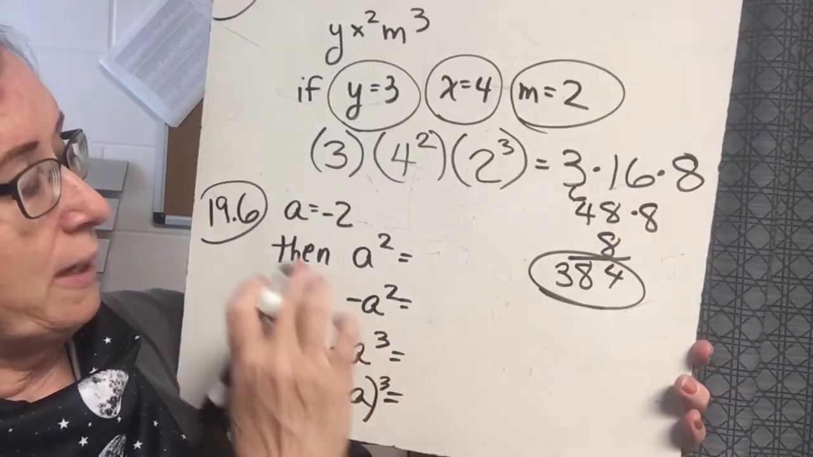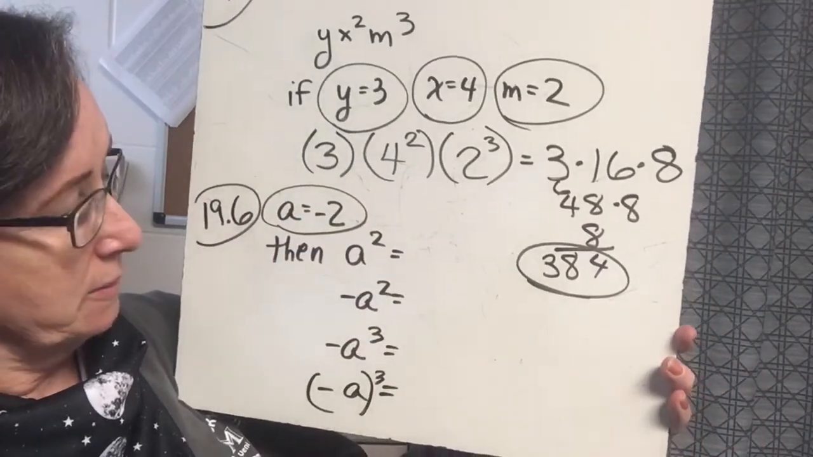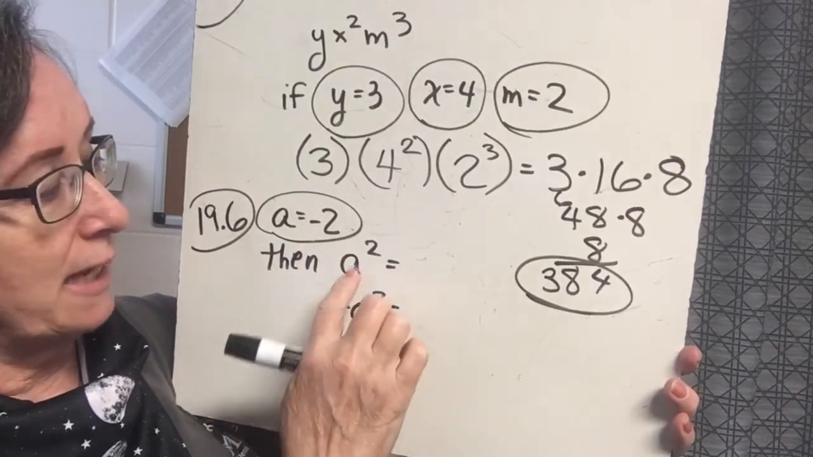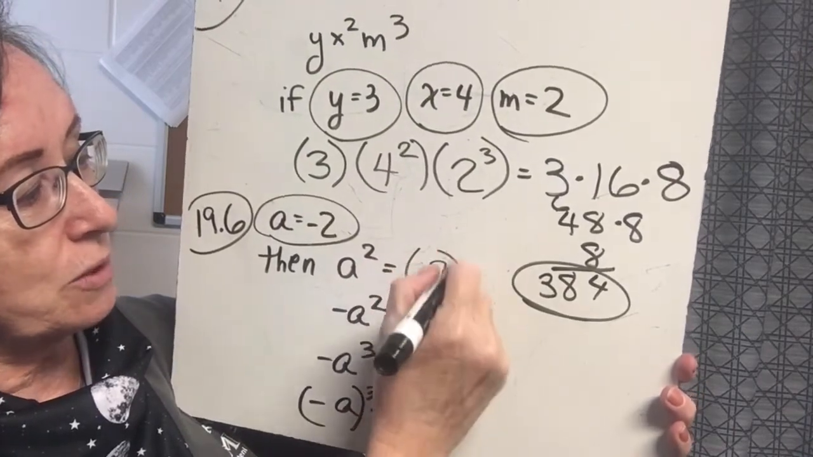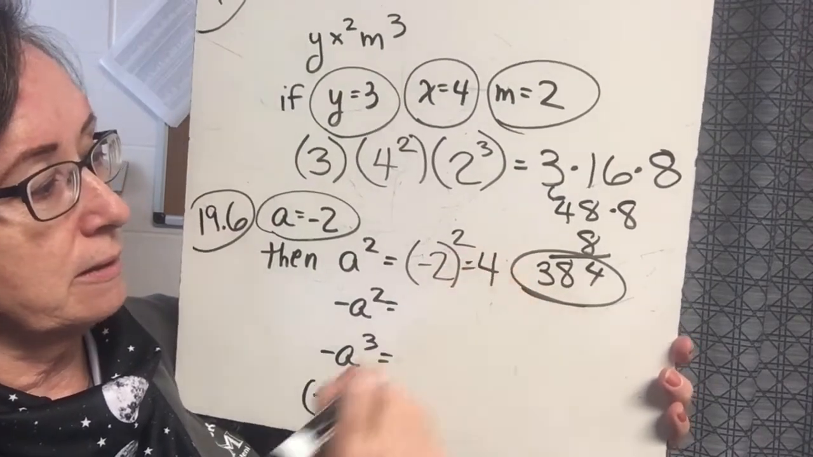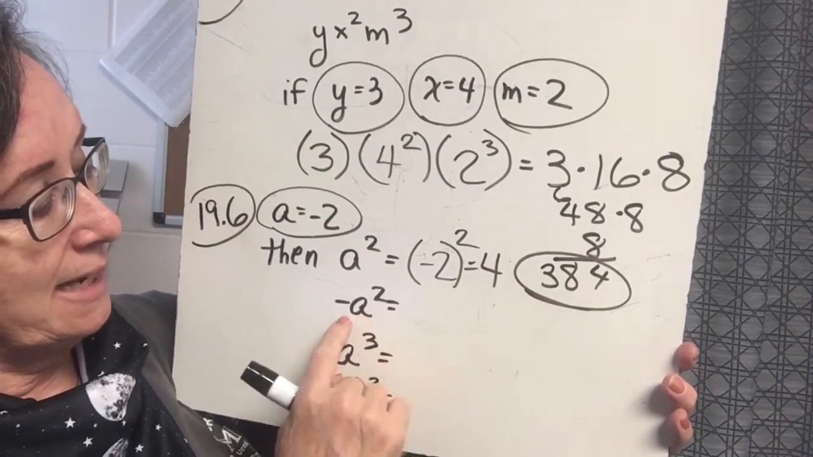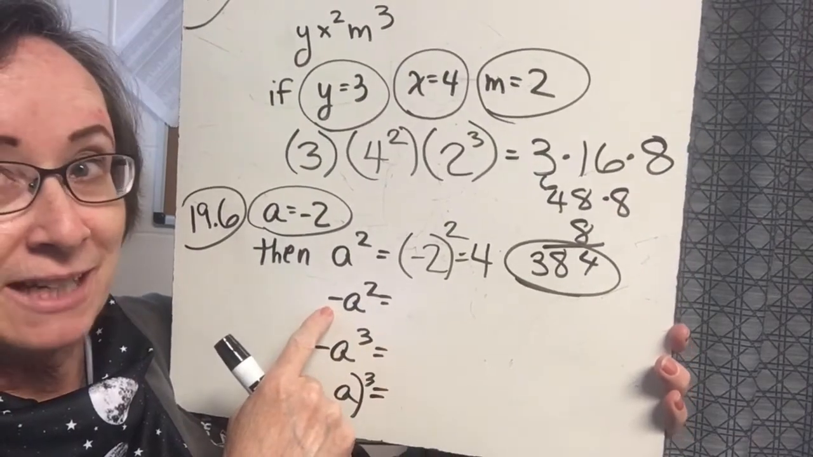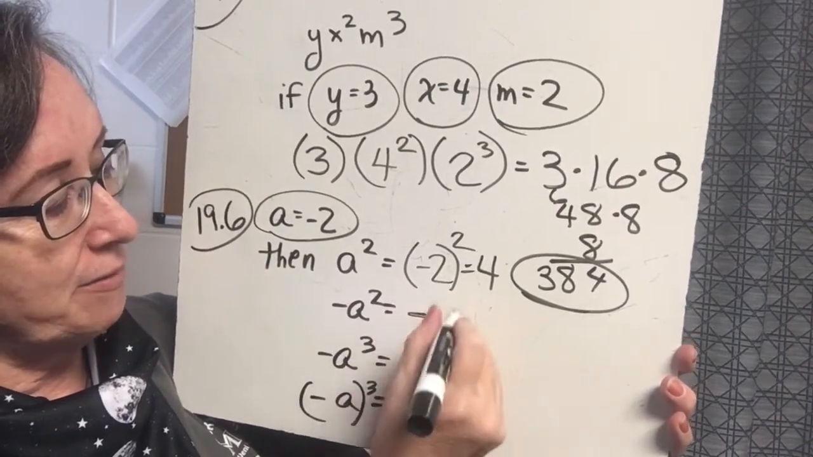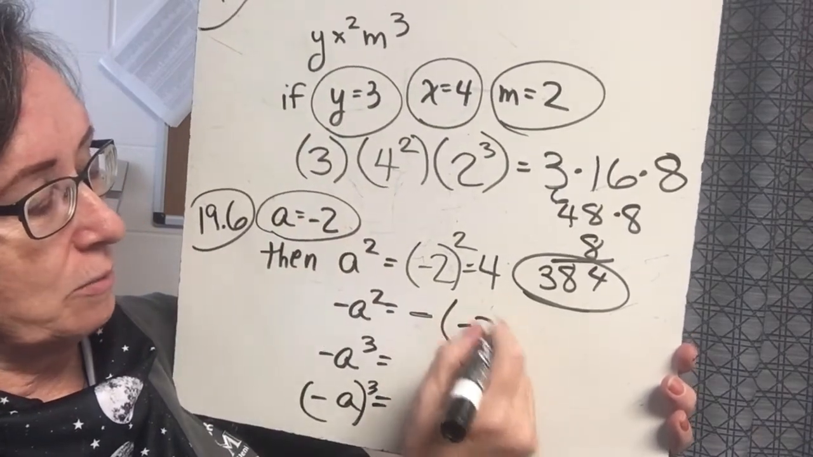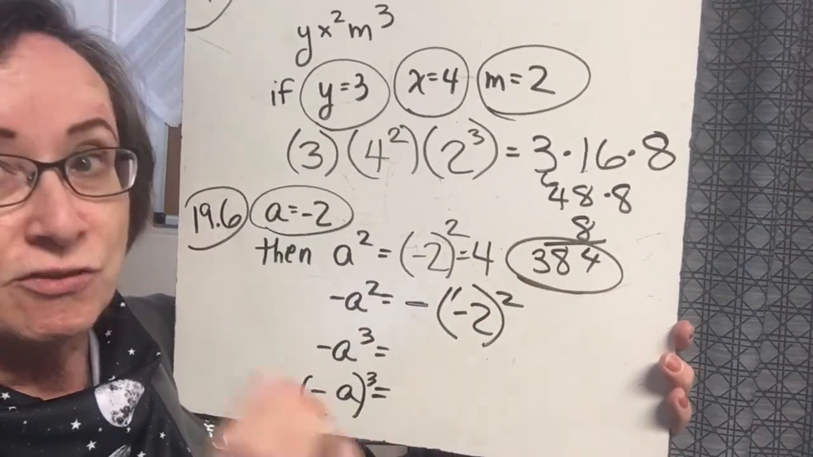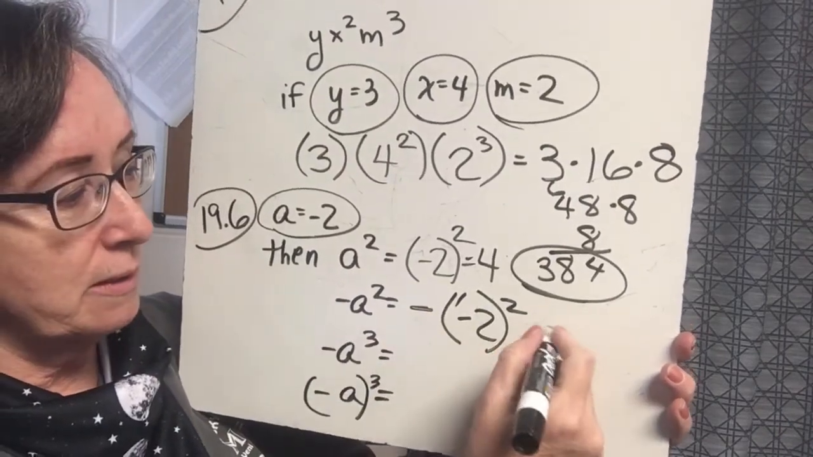Okay, so now we have just one variable, but it is the base for each one of these expressions. So if a is negative 2, then a squared would be negative 2 squared, which is negative 2 times negative 2, which is positive 4. Okay, and then negative a squared. Notice the negative is out here, and there is no parenthesis. So we're going to have negative a, which is negative 2, squared. We have to do this first. So negative 2 times negative 2 is 4. The opposite of 4 is negative 4.